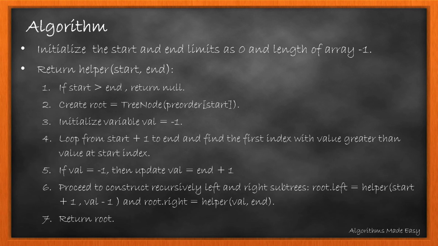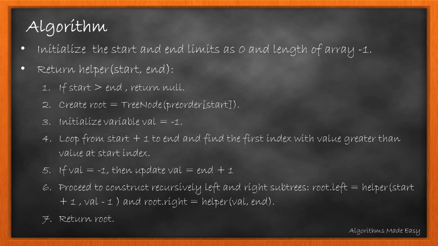We will initialize start and end limit as 0 and length of array minus 1. Now we return method helper start, end. In the method, we will first check if start is greater than end. If that's the case, then we return null. If not, then we create root variable with value as element at start index.